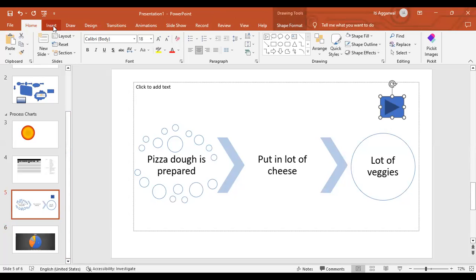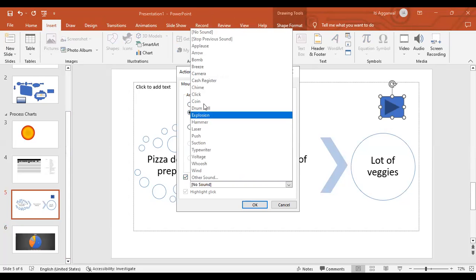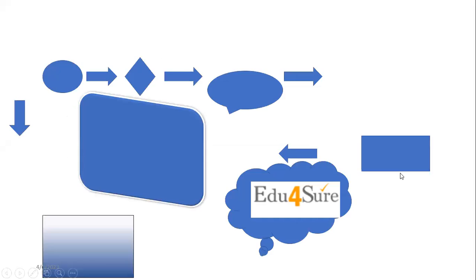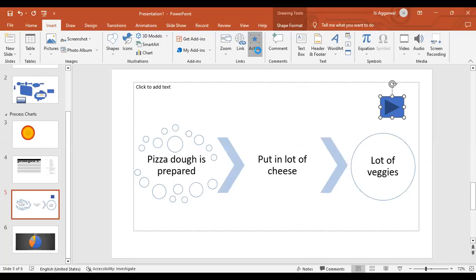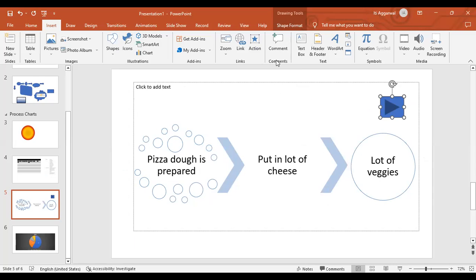Let me just change this once. Maybe instead of mouse over, let's put it as none. Mouse over none and mouse click hyperlink, play sound. F5. I'll go to my right. So it's giving me the sound of a drum, right? So this was about the action button.